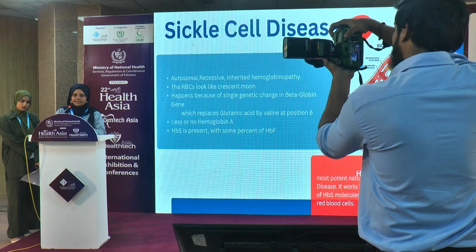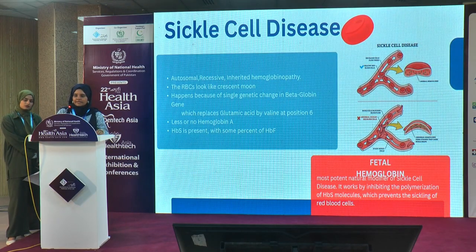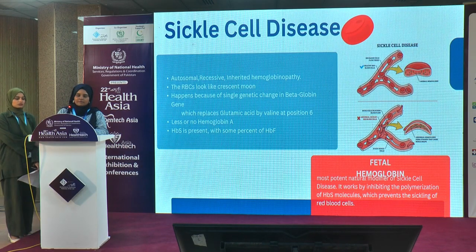What is sickle cell disease? Sickle cell disease is an autosomal recessive inherited hemoglobinopathy where the RBCs look like a crescent moon. This happens because of a single genetic change in the beta globin gene in which glutamic acid is replaced by valine at position 6. And in this case, we have no normal hemoglobin, whereas abnormal sickled hemoglobin is present with some percentage of fetal hemoglobin.